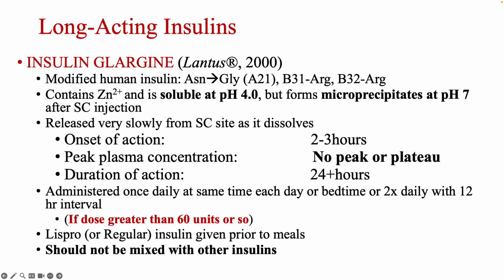What has a pH of 7? Our body, like our subcutaneous tissues. So when you inject this into your subcutaneous tissue at a pH of 7, it's going to precipitate out into crystals, microprecipitates, which will further slow down the absorption. Therefore, we find that the onset of action is 3 hours with no peak, and it can last longer than 24 hours. But these microprecipitates do pose a little bit of a problem.